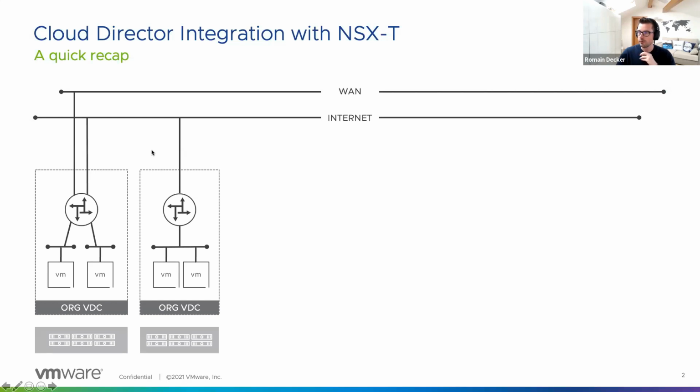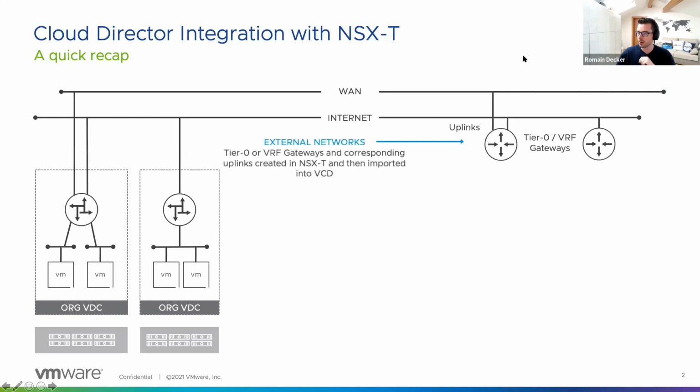So a quick recap first. We have this concept of external network, which is a provider construct. The external networks with NSX-T can be T0 or VRF gateways. They have to be created upfront in NSX-T and then imported into VCD. So VCD just consumes them. It also touches them by changing route tables, forwarding tables, and so on. But basically, it consumes them. It doesn't create or delete them.